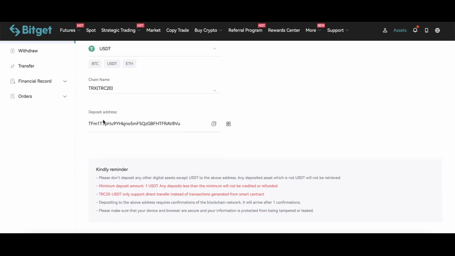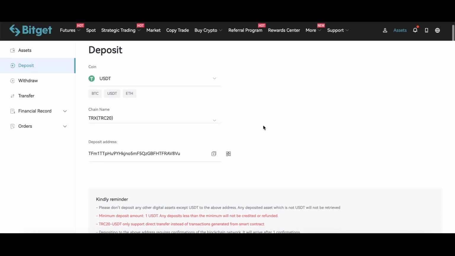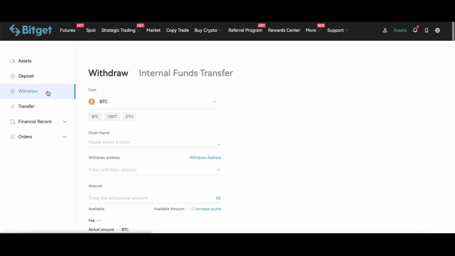Then you get here the deposit address, so you can copy this and put the deposit address in the withdrawal address from the other wallet, or you can also scan this and get here directly in touch with this deposit account. So the next thing, you can also withdraw your profits or your coins.